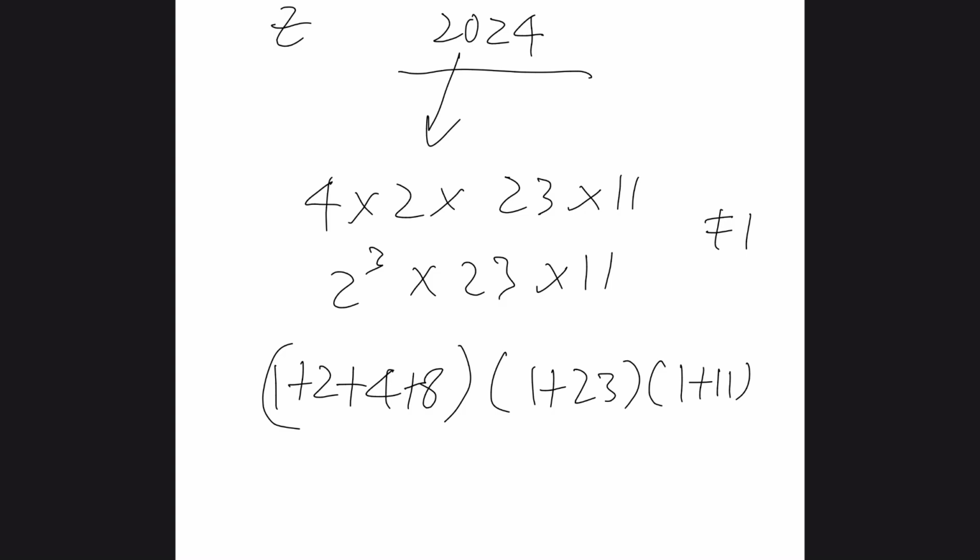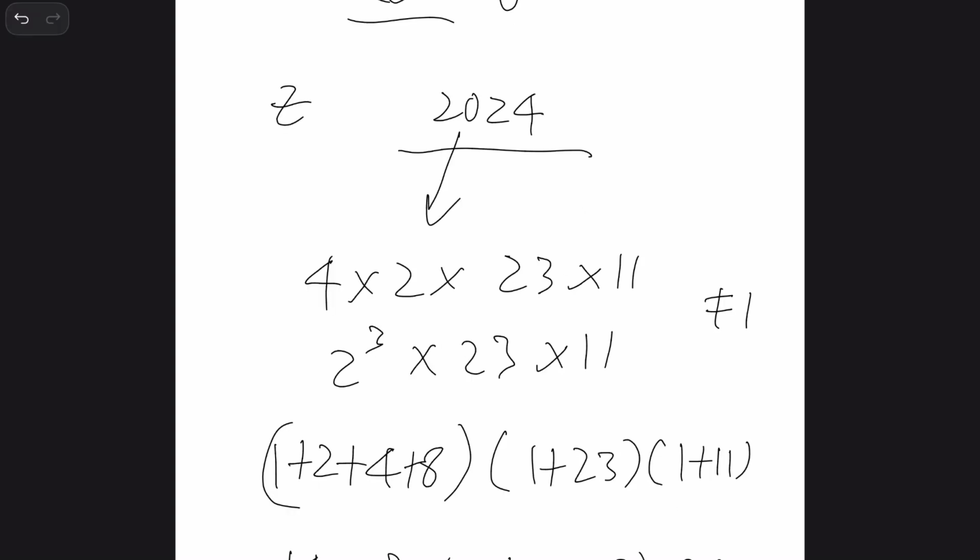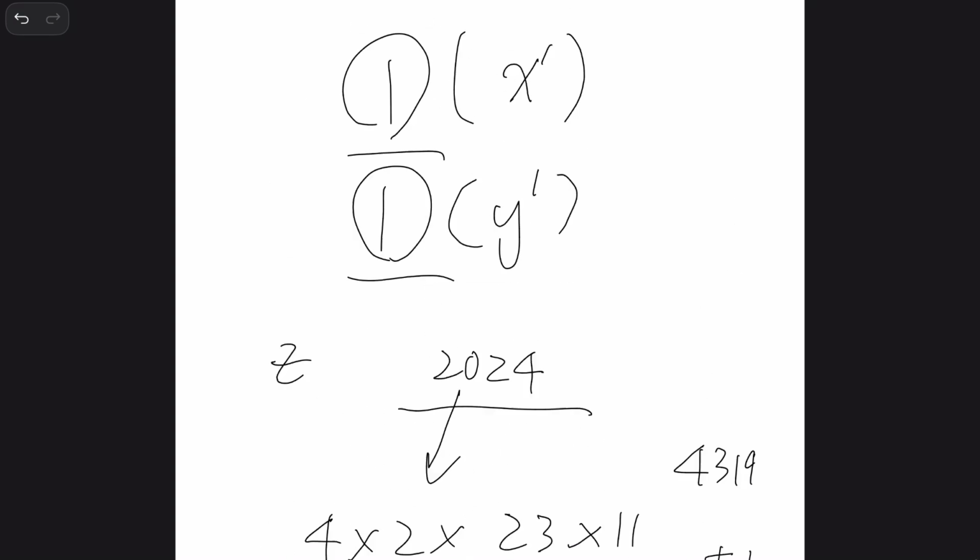And that is equal to 15 times 24 times 12, which is equal to, again, 180 times 24. So that is equal to 4,320. Now we gotta subtract 1, so the answer is 4,319, which is answer choice C.